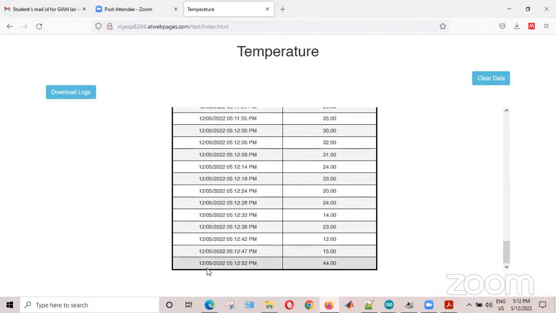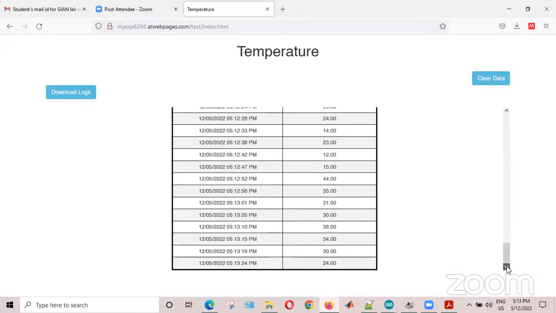Today's date is 12. It is logging it with the time. So today's date is 12, and right now the time is 5:12:56, which means it is 12:56 p.m., and it is showing us the temperature. So this is the server page that I have created. What the Node MCU is doing is generating that data, and it is transferring it to my server, and logging the data here.